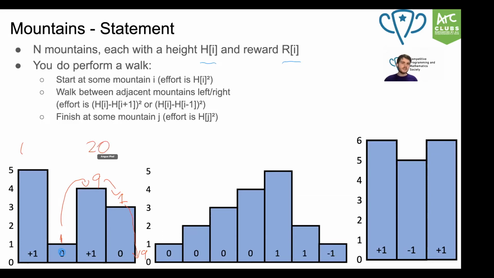And then the reward you get is the sum of the rewards. So in this case, the reward is 1. Notably, if you go onto a mountain twice, you only get the reward once. So if we were to go, for example, start here and kind of go back and forward a few times, then the reward from doing this would still only be 1. We wouldn't get extra reward from doing it many, many times.